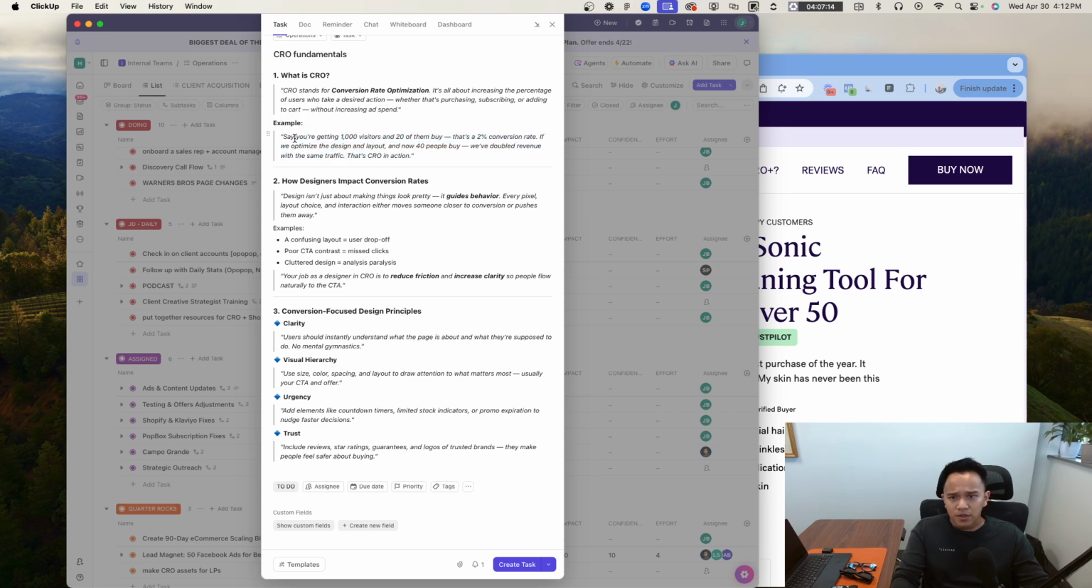So a prime example of this would be, you're getting 1,000 visitors and 20 of them buy. That's a 2% conversion rate. If we optimize the design and layout and now 40 people buy, we've doubled revenue with the same traffic. So you're pretty much adding more revenue without increasing the amount of traffic.